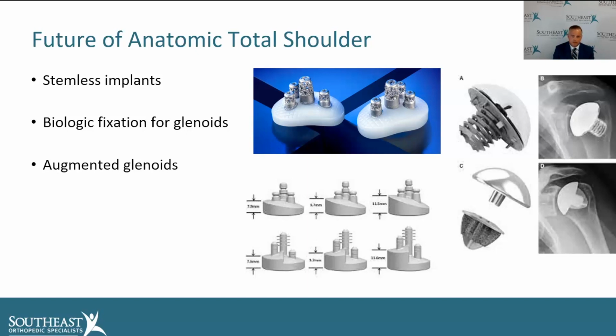Augmented glenoids. So this is the way we're accounting for glenoid deformity that patients have. We have glenoids that have augment built into them to account for that deformity. And all of these products are available currently. So the future is now for anatomic total shoulder.